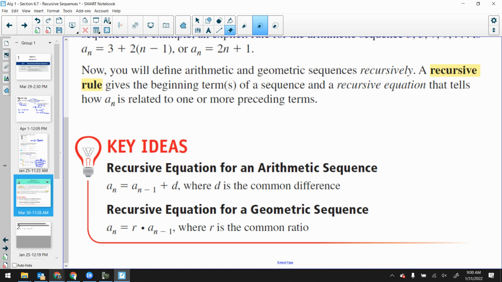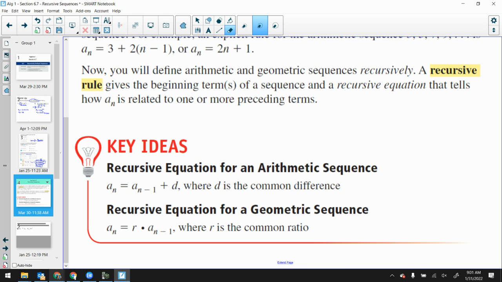Now, recursive formulas, I like explicit formulas so much better because you can find any term at any moment. Recursive formulas are way more restrictive. If I want my 10th term, you have to know your 9th. And to know your 9th, you have to know your 8th, and your 7th, and the 6th. You have to have it all built out.